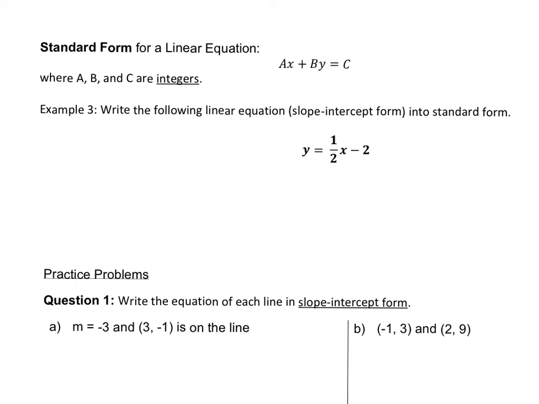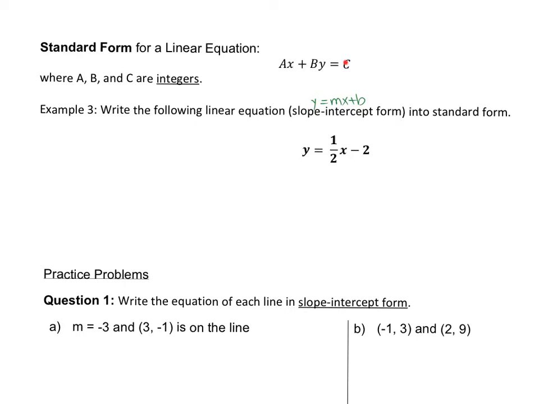In this video, we're going to be looking at how to create a standard form for linear equations. There are two types of forms that we typically look at when we're writing linear equations. There is the slope-intercept form, which is y = mx + b, which is the typical one that you want to write linear equations in.